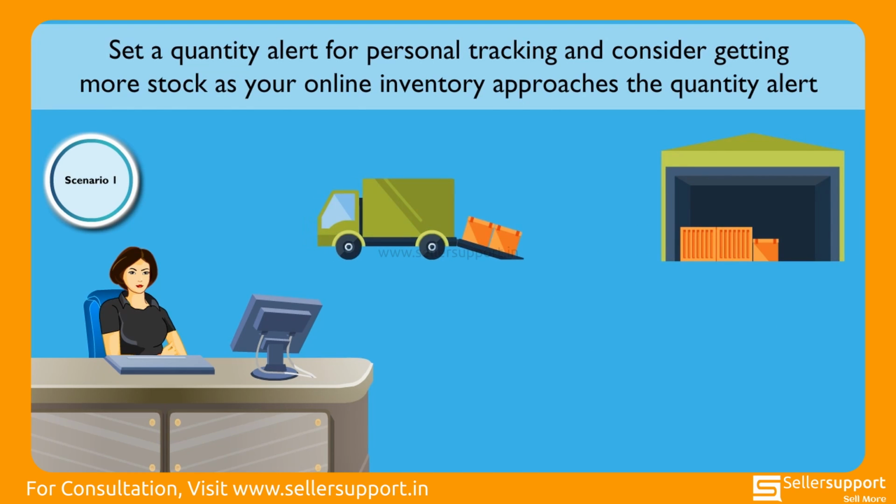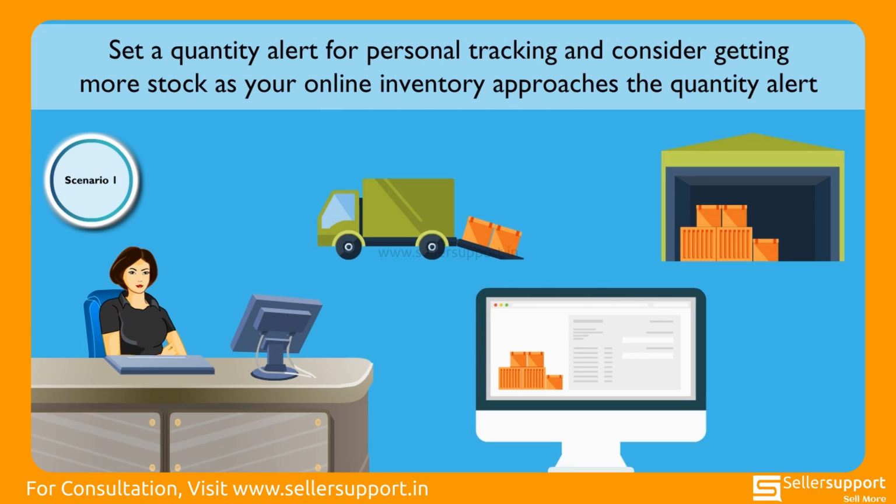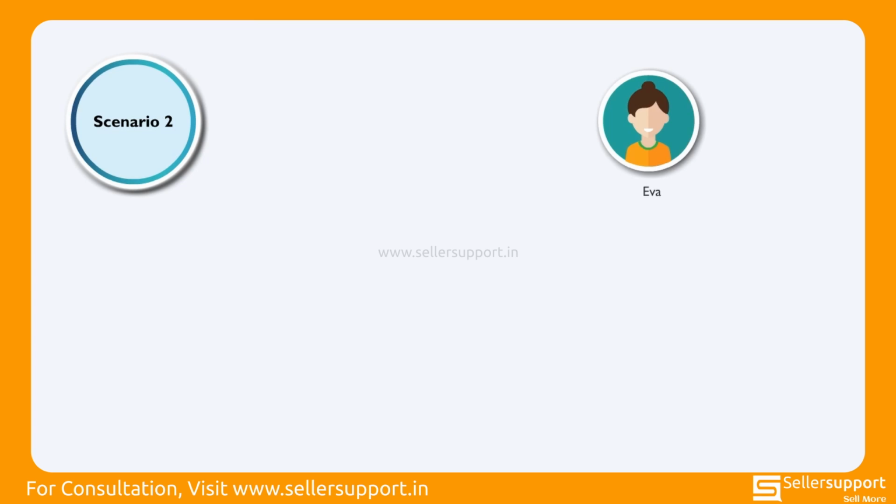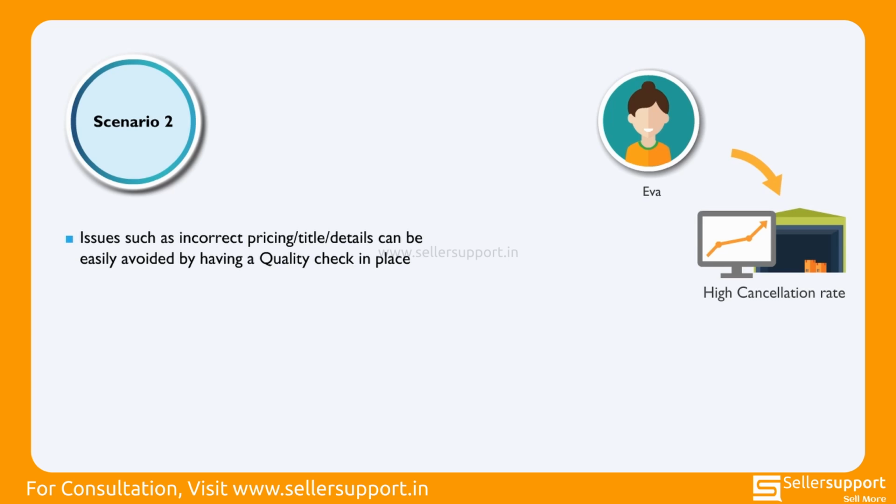It may be a good idea to consider getting more stock as soon as online inventory is sold out to a certain limit, for example, 50%. Scenario 2. For example, let us consider seller Eva, who has a high cancellation rate due to incorrect details such as pricing or title of the product.